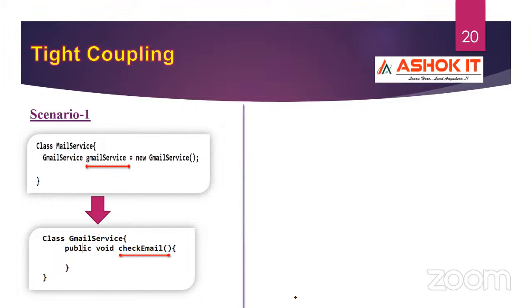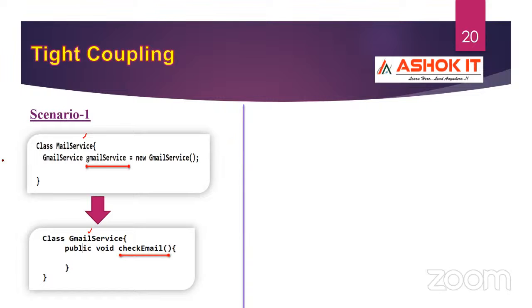No, right? Gmail service is not creating any other class objects, guys. So we cannot say that the mail service is a main class and the Gmail service is nothing but the dependent class, because we are creating the Gmail service object inside the mail service class. So this is exactly scenario one: the tight coupling between the two objects.